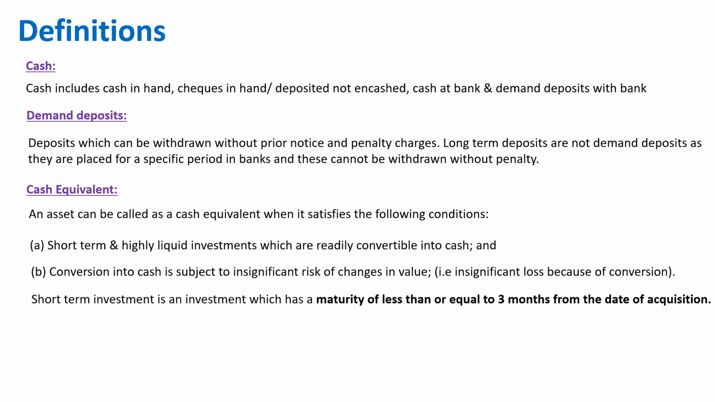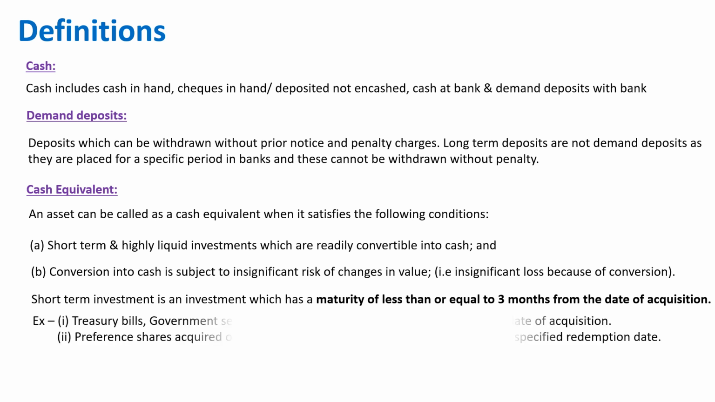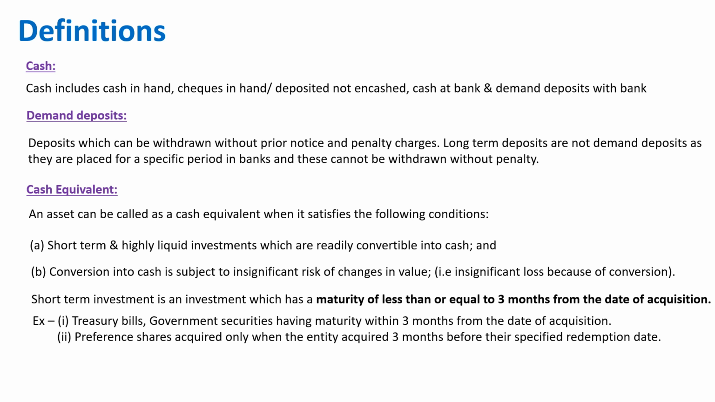Short-term investment is an investment which has a maturity of less than or equal to 3 months from the date of acquisition. So the date of acquisition is the main point which you have to keep in mind, and the maturity is 3 months. Example, treasury bills, government securities having maturity within 3 months from the date of acquisition. Similarly, preference shares acquired only when the entity acquires 3 months before their specified redemption date. So these all will be treated as cash equivalent.